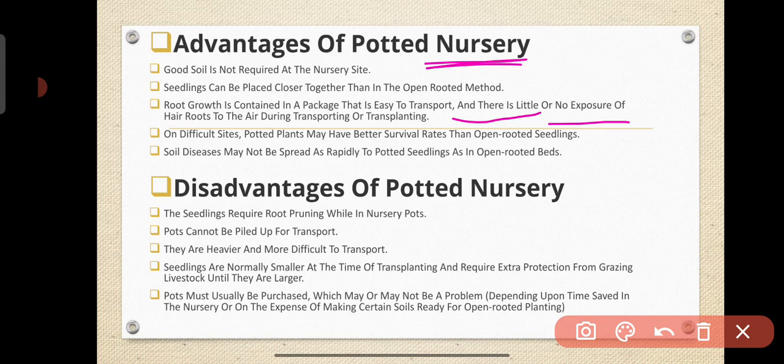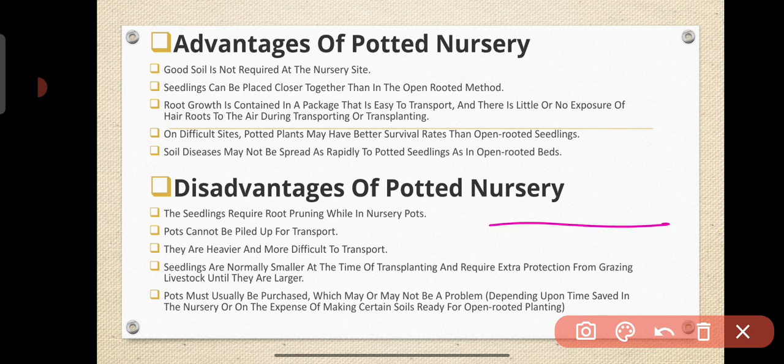On difficult sites, potted plants may have better survival rates than open rooted seedlings. Obviously, the places where we cannot grow open rooted seedlings, we can grow their potted plants. Soil diseases may not be spread as rapidly to potted seedlings as in open rooted beds. Now, next we have is disadvantages.